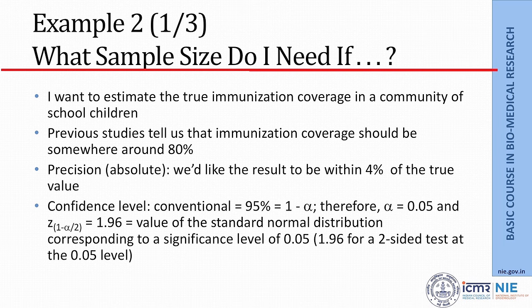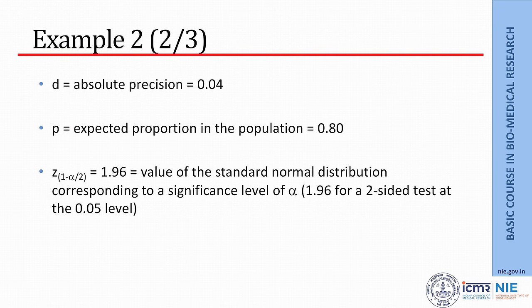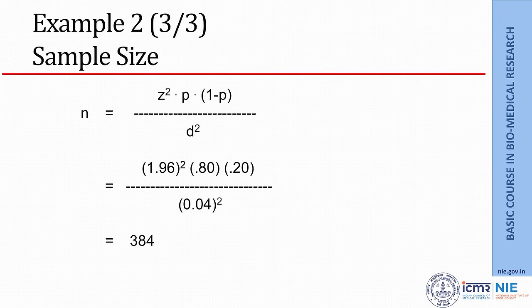Then the confidence interval, which is conventionally taken as 95%, that is 1 minus alpha, therefore the 5% alpha level, Z alpha is 1.96. Then we have all the values that are needed for our calculation. D, the absolute precision, is 0.04. P, the expected proportion of population, is 0.8. So naturally the Q must be 0.2. Then Z alpha is 1.96, and when we plug them all into a formula, what we get is 384.